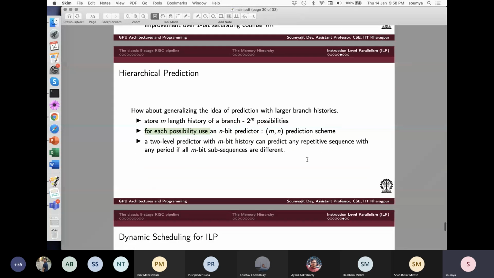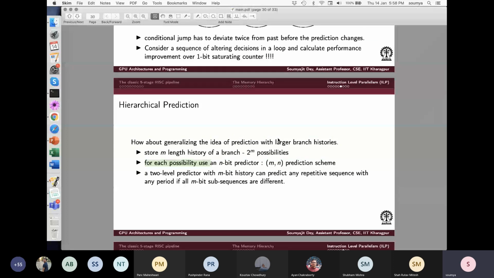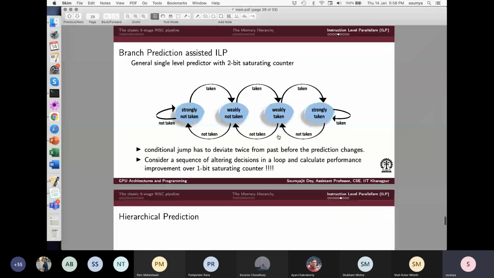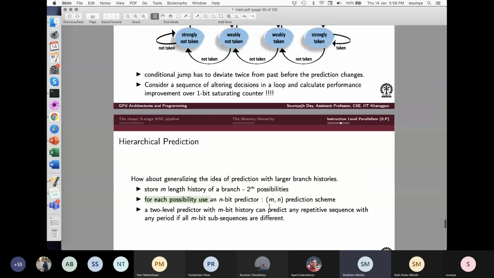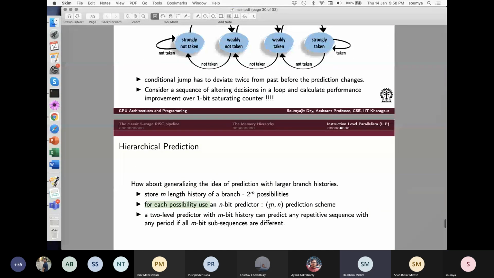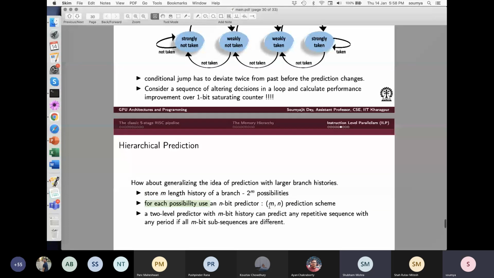Anyway, this is not part of our syllabus here, but I'm just keeping it for your idea. So let's understand what this means. It simply means instead of having one such finite automaton, I can have multiple such finite automata, and which automaton I select to use depends on my current m-bit branch history. Am I clear? Yes, sir. So the 2-bit branch predictor will be like a (1,2) hierarchical prediction. Right. Okay.